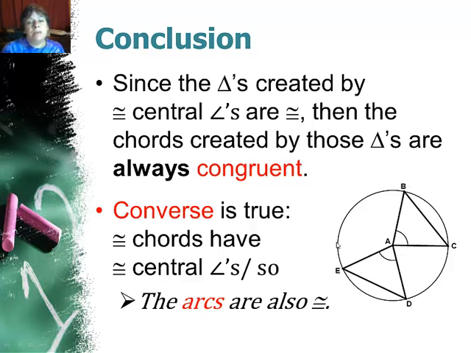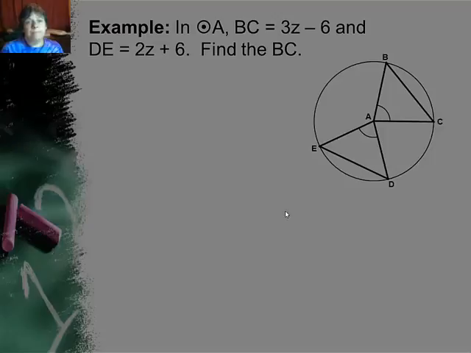are congruent. The converse is also true, that congruent chords, so if I knew this was congruent to that, that means then the angles are congruent and also the arcs are congruent.